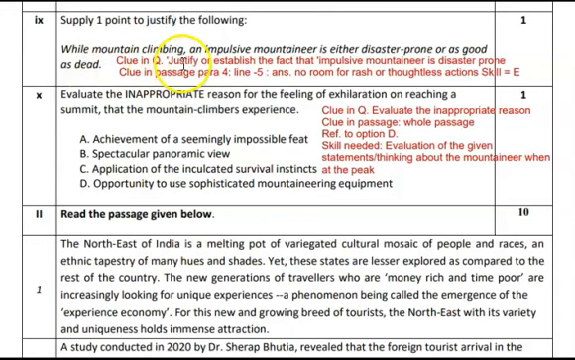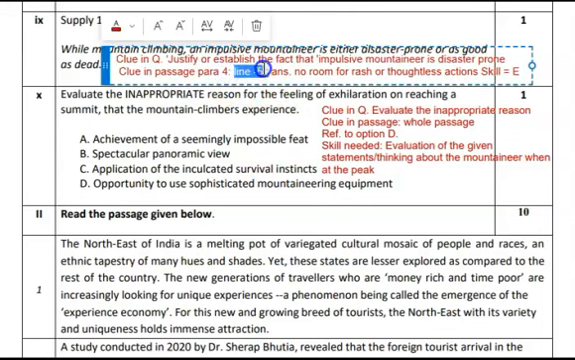While mountain climbing, an impulsive mountaineer. So you'll have to understand this word, impulsive. Impulsive means anyone who does anything without thinking. So that's all, and again it is given in para 4, line number 5, and this will be the answer. There is no room for rash or thoughtless actions in mountaineering.